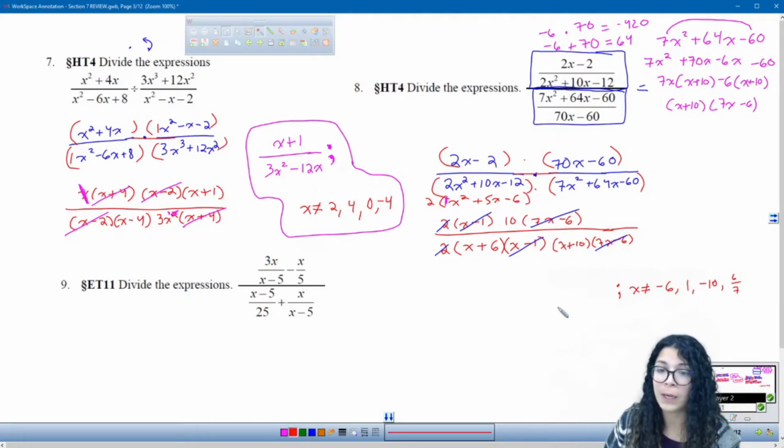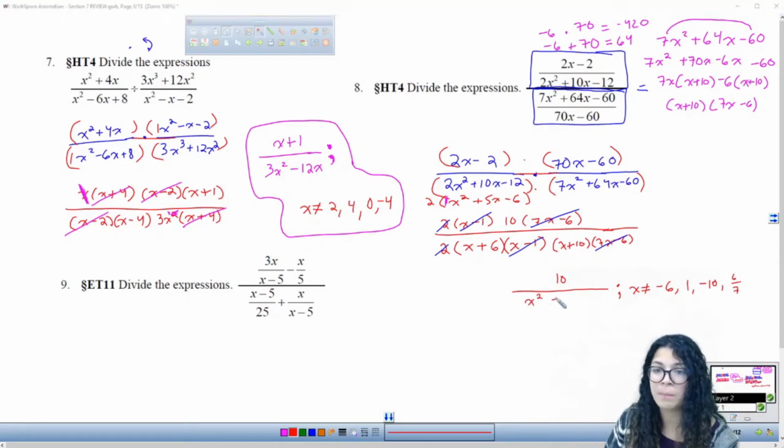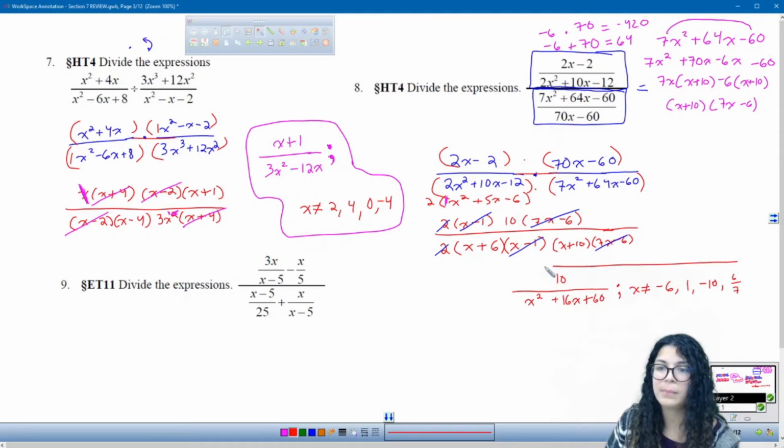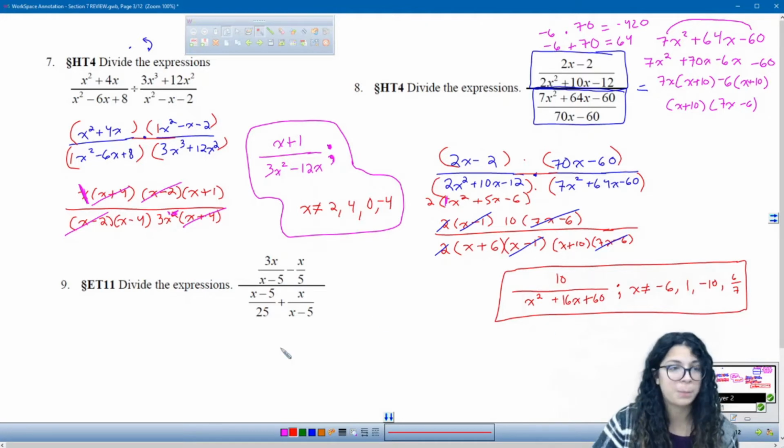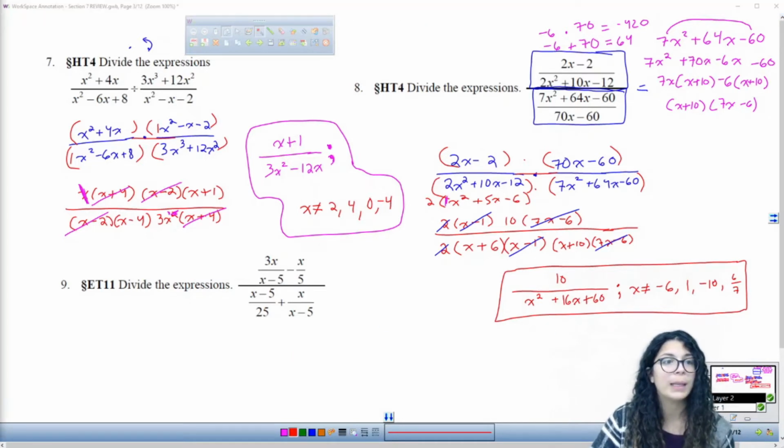You can only cancel out full factors. So in the numerator, I have 10, and in the denominator, I have x plus 6 times x plus 10, which will multiply together as x squared plus 16x plus 60. And that is the fully simplified expression. All right, let's move on to number 9.